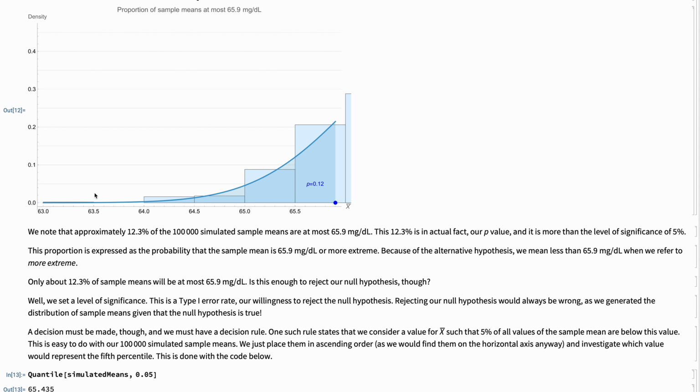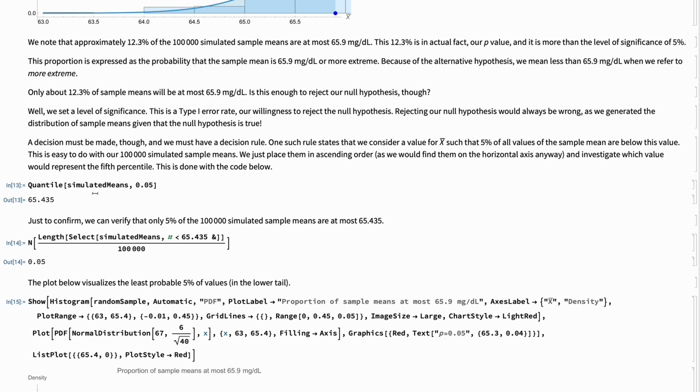So what can I do? Well, I can think about calculating some value of x bar, below which I'll find these 5% of values. And that's going to be my critical value. So how would I do that? Well, let me just use percentiles. Remember what a percentile is?